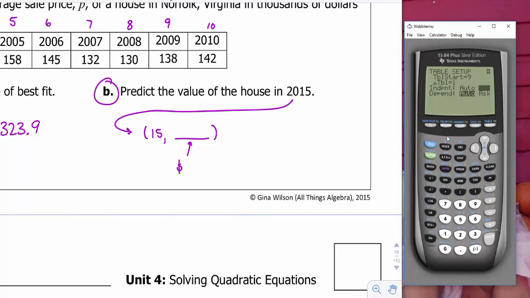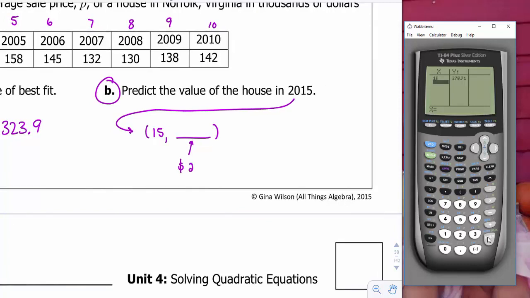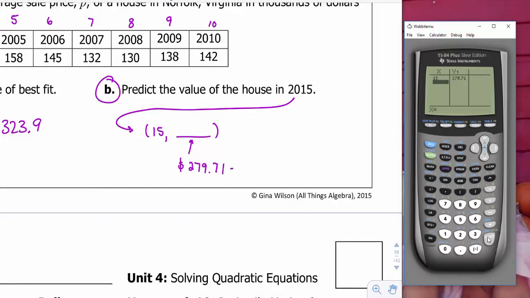So I'm going to go to my table and I'm going to ask, I want to plug in 15. And again, when it does that, it'll tell me the price in 2015. So the price in 2015 is about $279.71. And again, to get the actual price of that home, remember this is in terms of thousands of dollars. So this is going to be $279,000.